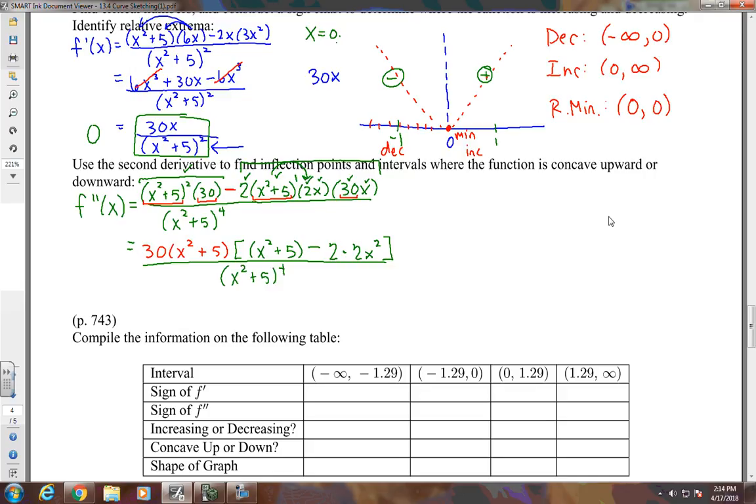So let's do that. 30 times the quantity x squared plus 5 times another factor x squared plus 5 gives me the correct first term. Let's check the second one. This red GCF times the second term. I'm going to have a pair of 2's, an x squared, a 30, and an x squared plus 5. That gives me all the details of that second term. So it's correctly factored. Okay? Let's simplify.